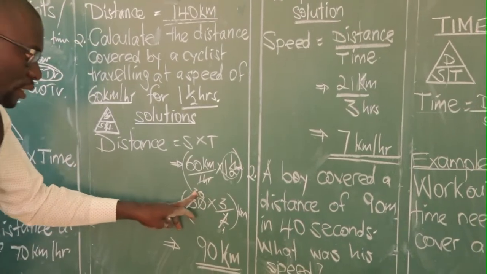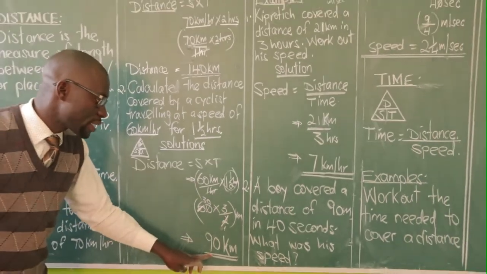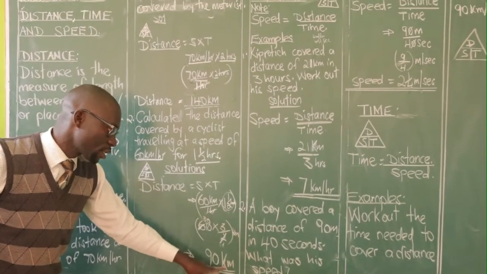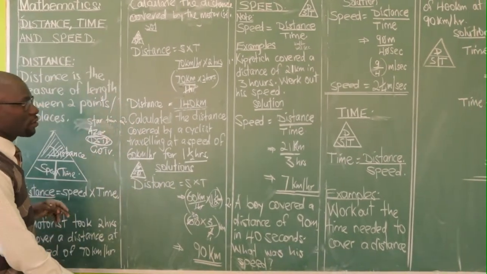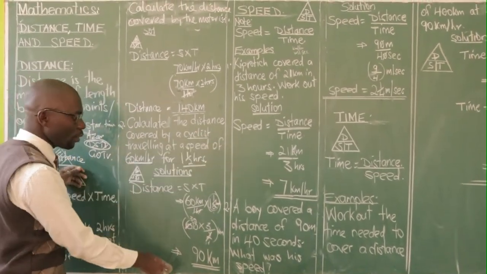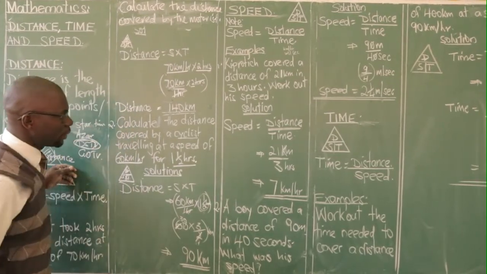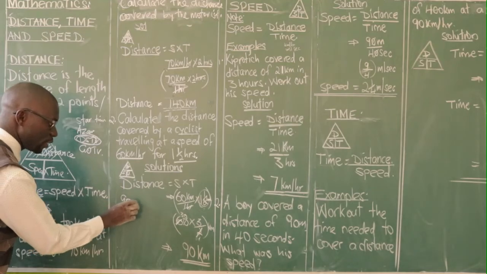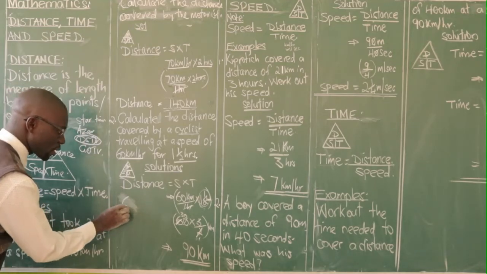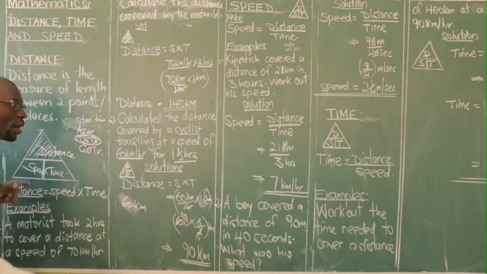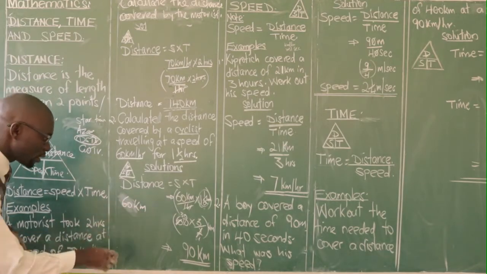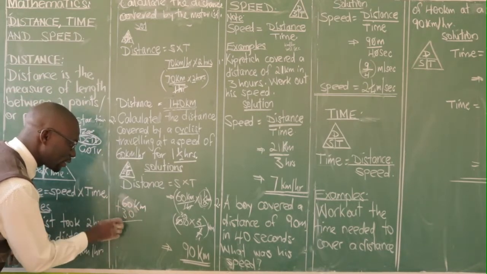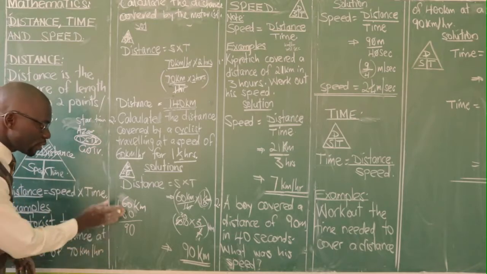So we have 30 times 3, that will give us 90 (kilometers). So the distance this cyclist covered was 90 kilometers. If you just say in 1 hour this person is covering 60 kilometers, how about half an hour? Half an hour it will be 30. So when you add 30 plus 60, you get to 90 kilometers.